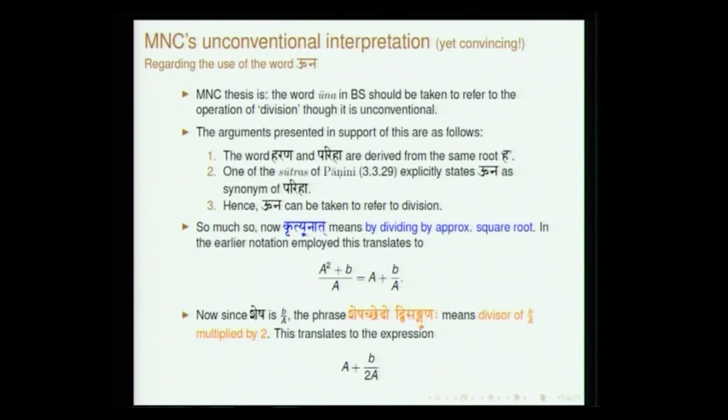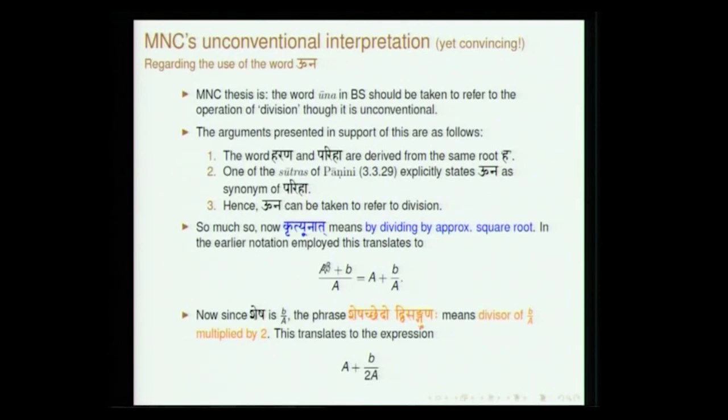Una, he says, refers to division. How do we substantiate this? Here he says the words Harana and Pariha are both derived from the root Ha. Haranam means division. Parihara, Parikriyate, is used in the sense of something eliminated, taken away. In fact, he quotes a certain Panini Sutra wherein Panini says Una Pariha. Therefore, it can be taken to refer to something which is removed, and removal is something done by the division process, and therefore Una can be taken to refer to division in this sutra.